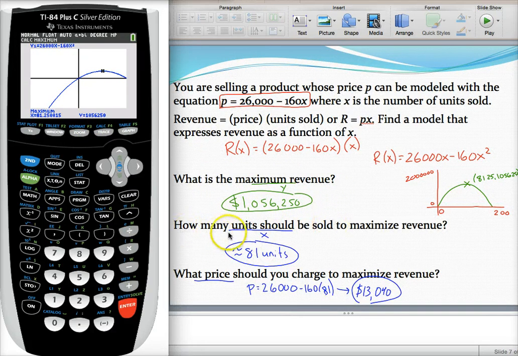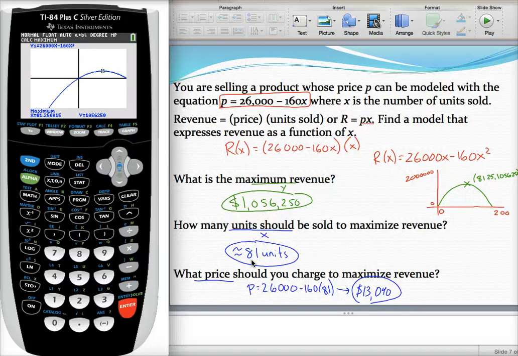The next question was, how many units should I sell to maximize revenue? Well, they told me at the beginning that X is the number of units that I sold. So the X value is the answer to what they're looking for. And because I'm selling whatever this product is, it probably makes sense to round it to a whole number. So I'm going to say 81 units is going to be the number of units I should sell.